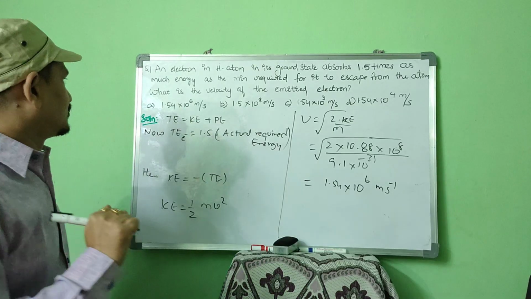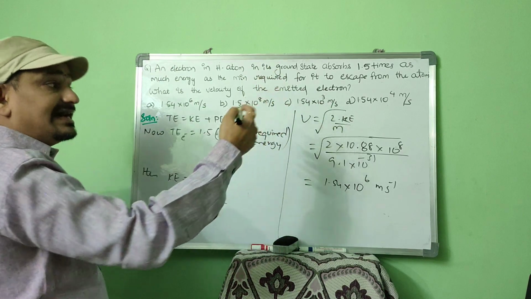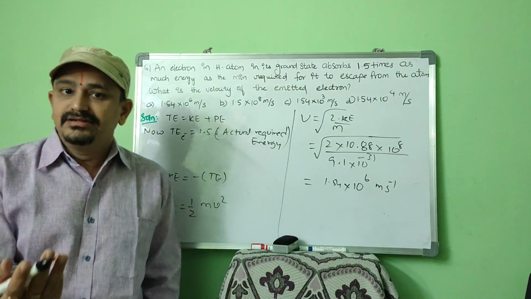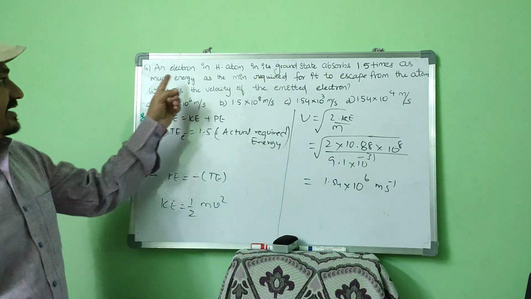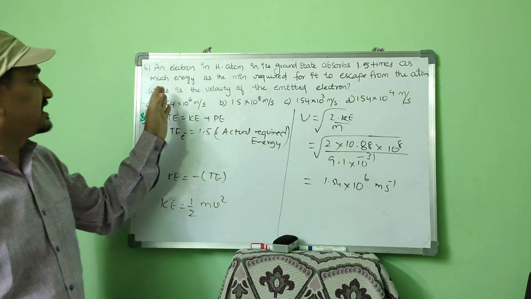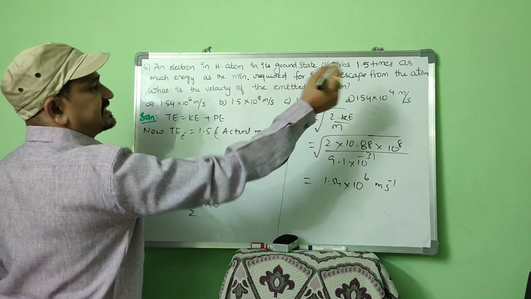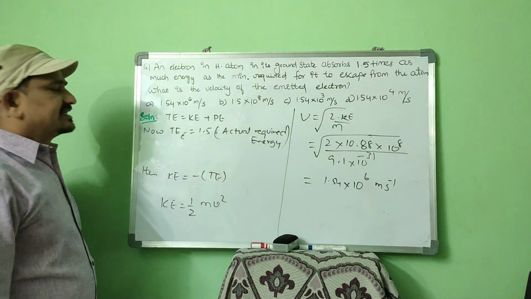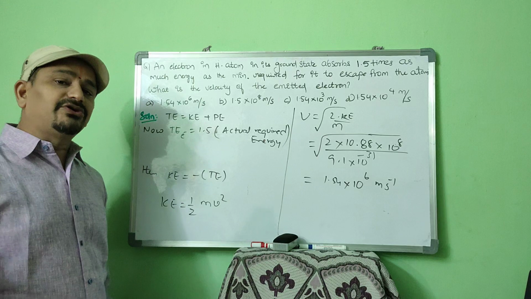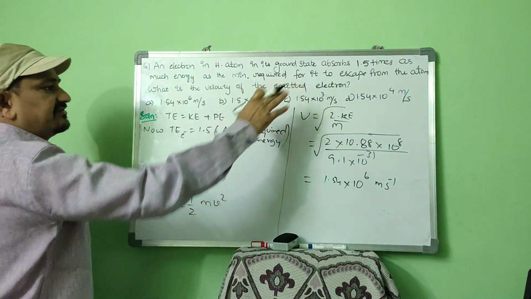This is another question. An electron in a hydrogen atom in its ground state absorbs 1.5 times as much energy as the minimum required for it to escape from the atom, right? Suppose its energy is minus 13.6, it absorbed 1.5 times of minus 13.6, like that. Then what is the velocity of the emitted electron?